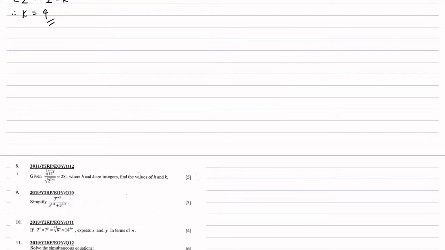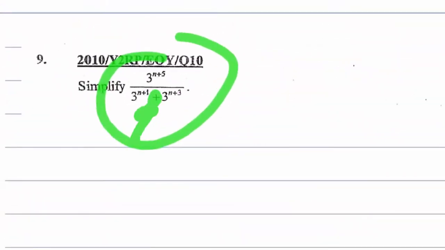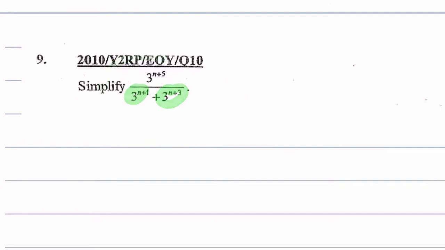Okay, next one. This one, wow, a little bit challenging. Recall that the exponent rules are mostly dealing with multiplication and division, right? For example, 3 power m times 3 power n is 3 power m plus n. The addition only happens in the power. Agree? But here, take a look. There's addition going on at the denominator between two exponentials. So that is quite difficult because we don't have any rules to deal with it.